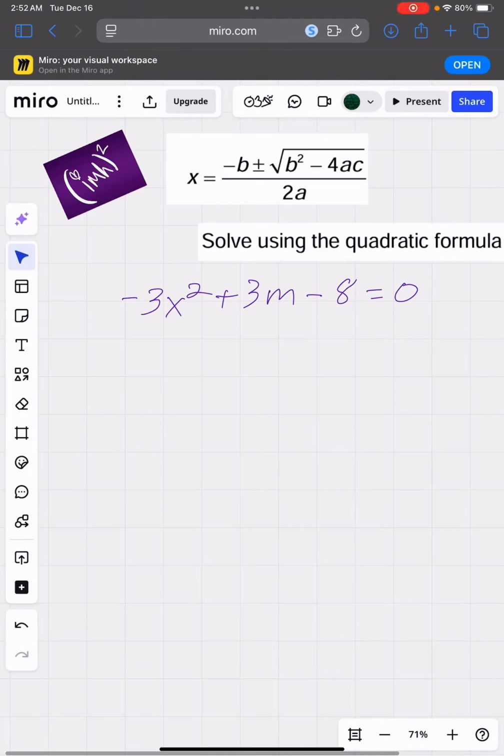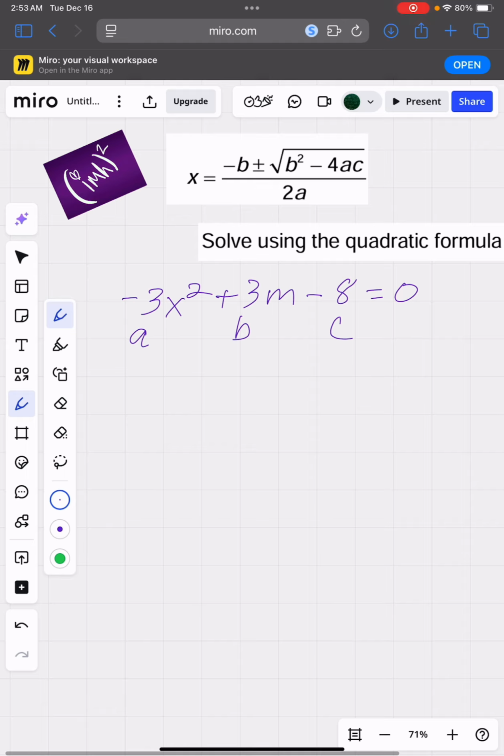Okay, hi everyone. In this video, we're going to solve a quadratic equation using the quadratic formula. You're going to want to use the quadratic formula whenever the quadratic equation is not factorable, or if it's telling you to, like it is here. So it's already in standard form, lucky for us, because then we know our A, our B, and our C.